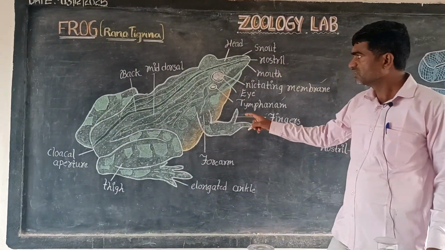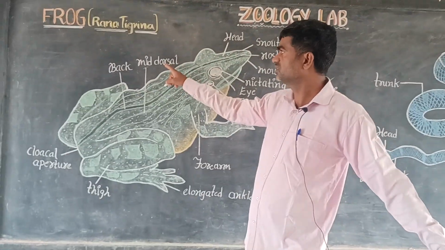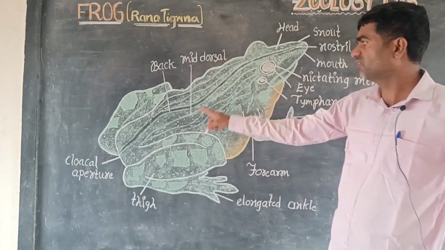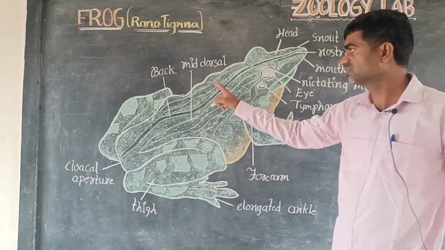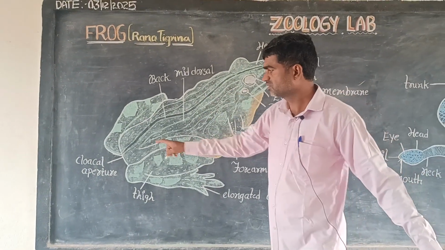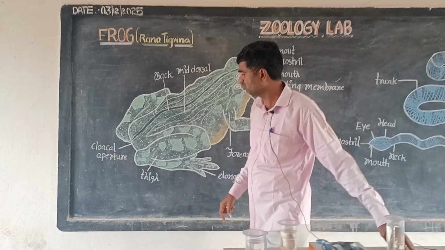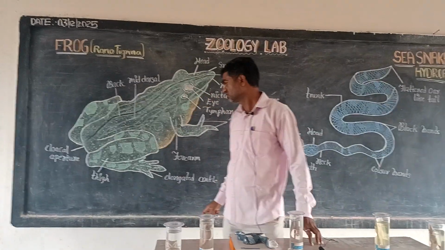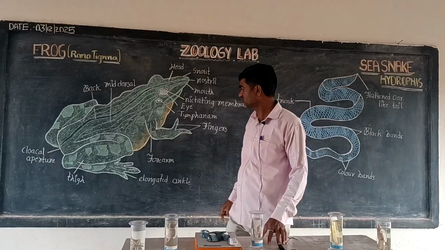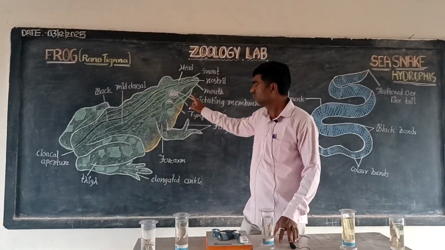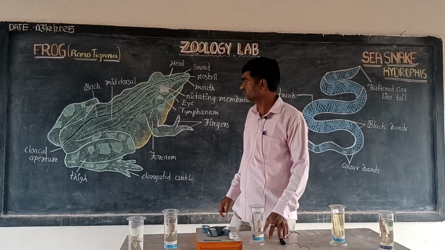Next, above this region, mid dorsal lines are present. These are moist, wet-like structures. The skin is forming here. The posterior part contains a cloacal aperture. So this is about the frog, the specimen of Rana tigrina. A bifurcated tongue is present here.